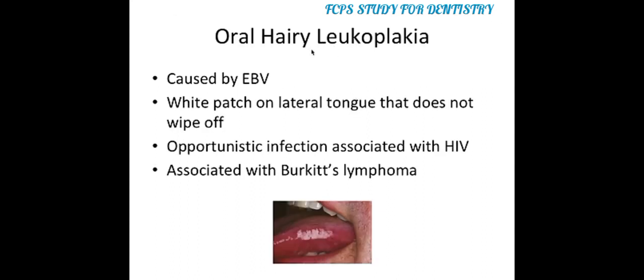And we talked about this before, oral hairy leukoplakia. Always think this is EBV, Epstein-Barr virus, and always link those two things together. It's a white patch on the lateral tongue that does not wipe off. It's an opportunistic infection, usually associated with HIV and the immunosuppression that results from that. Also associated with Burkitt's lymphoma.